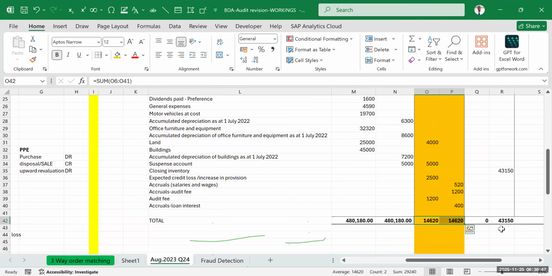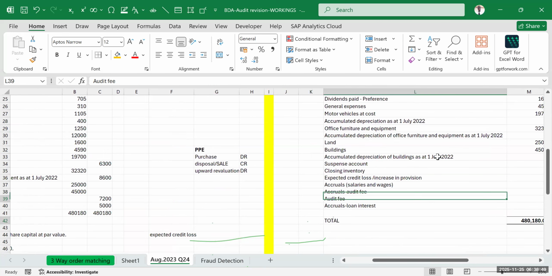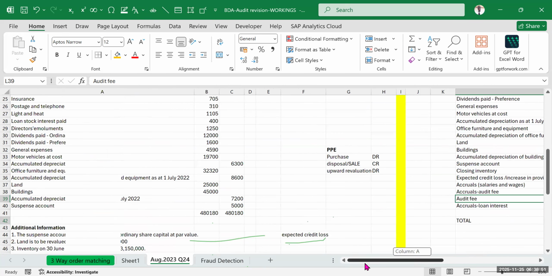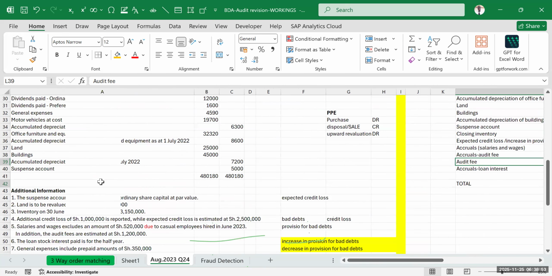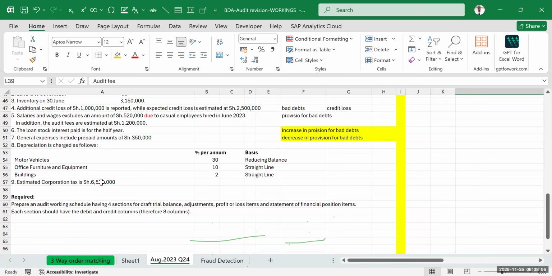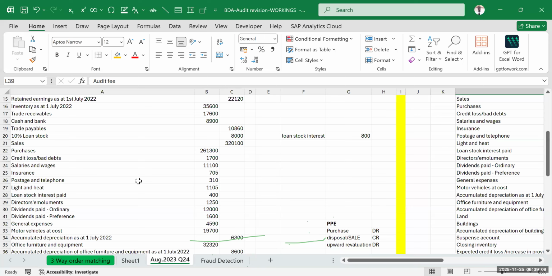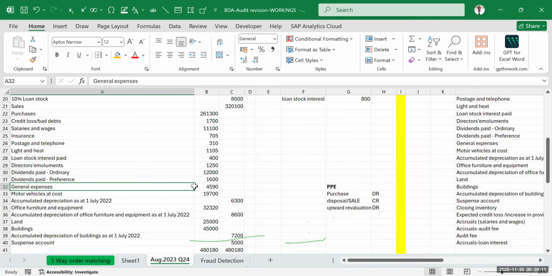The next note, we are just finishing up. And once we finish with the adjustments, everything is just done. We are in note number 8 now. Note number 8. No, note number 7. We are told general expenses include prepaid amount of 350. Two accounts, the adjustments we are doing. We have been told general expenses include prepaid amount. So general expenses was given. You see this one? It includes an amount that has been prepaid.